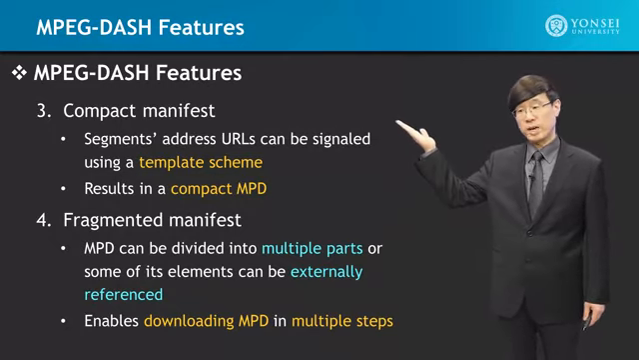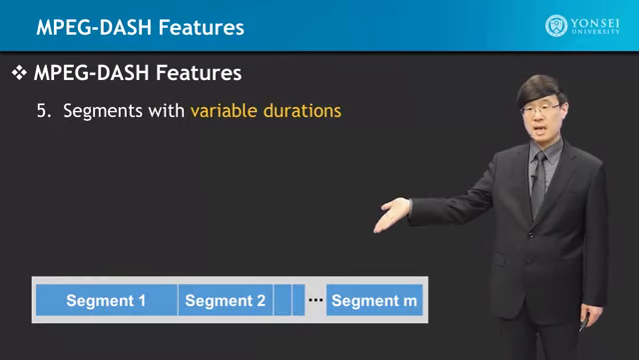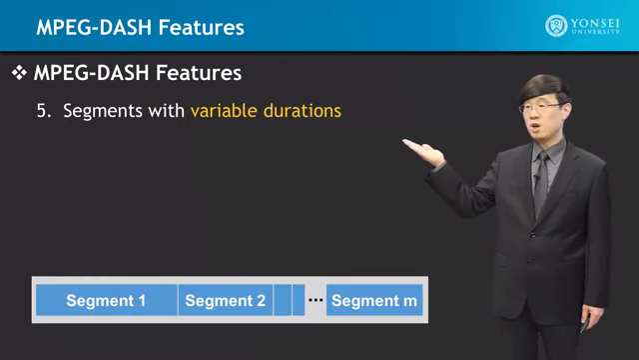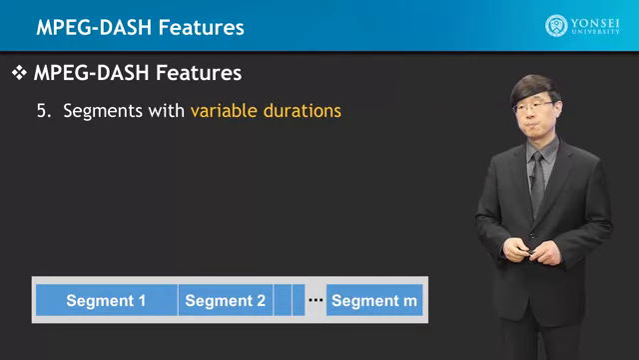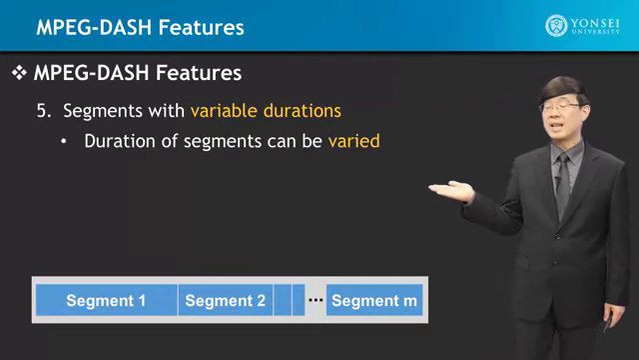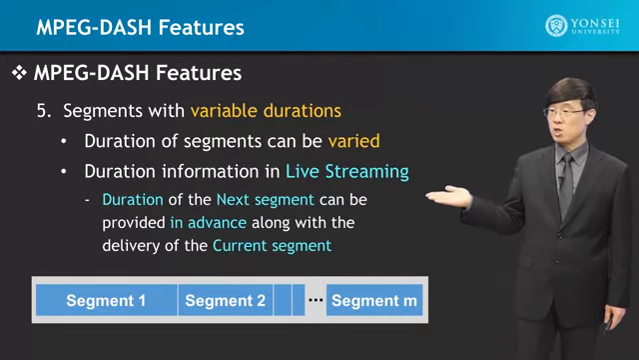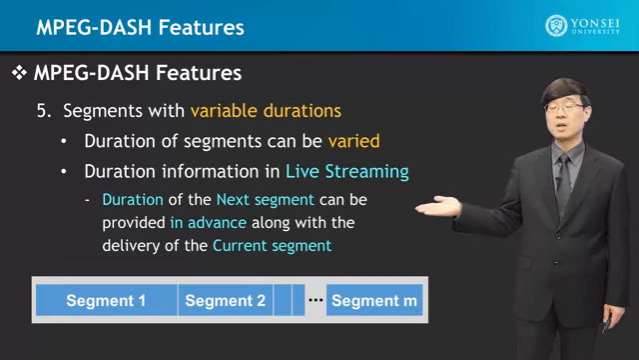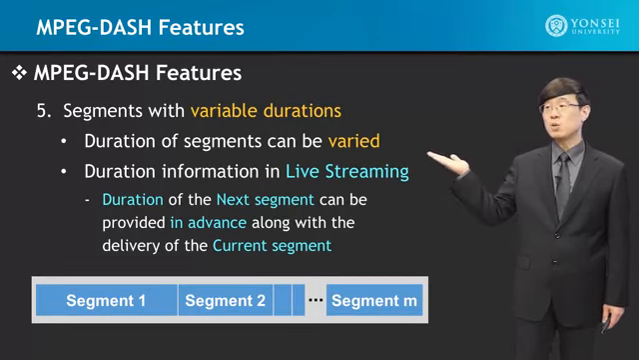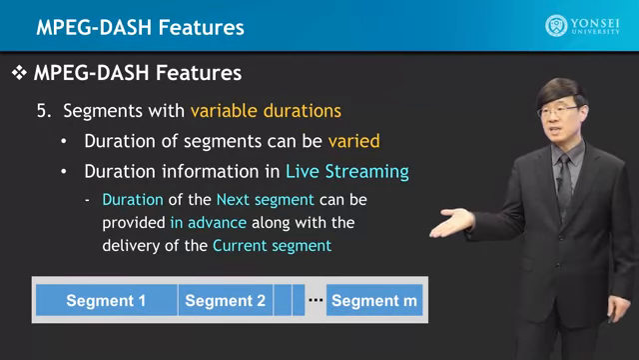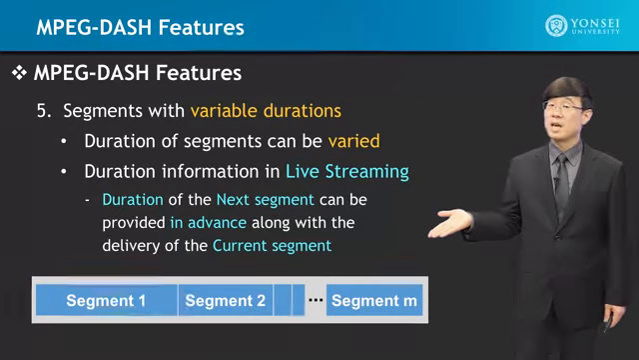Segments with variable durations. As you can see in this example down here, duration of segments can be varied. Duration information in live streaming, the duration of the next segment can be provided in advance along with delivery of the current segment. Especially when you're doing live streaming, having this flexibility in variable durations of your segments is very beneficial.